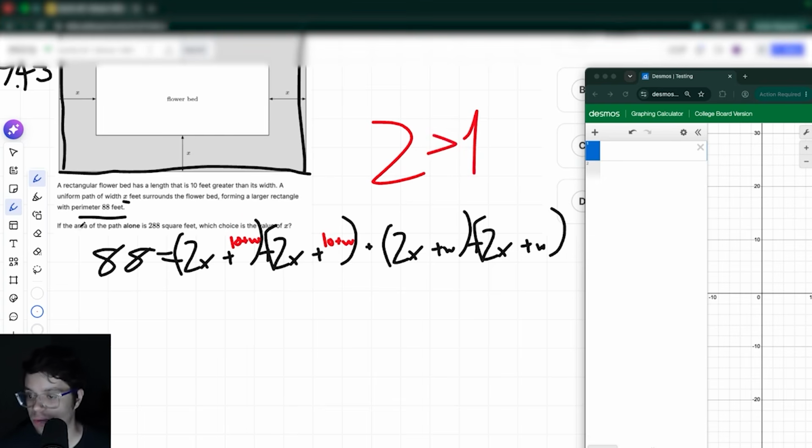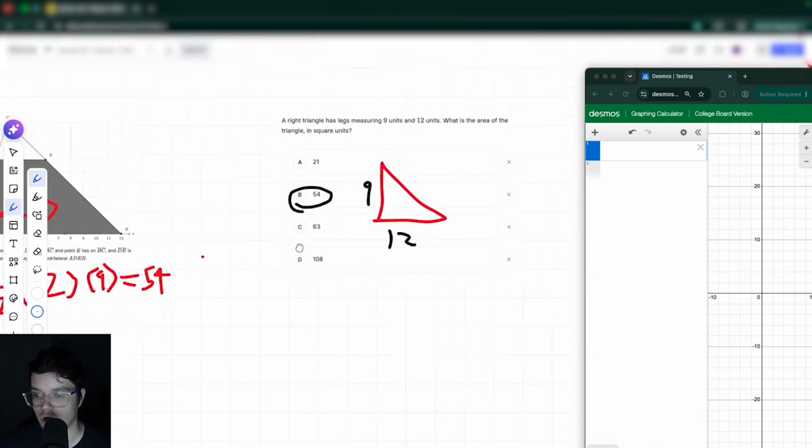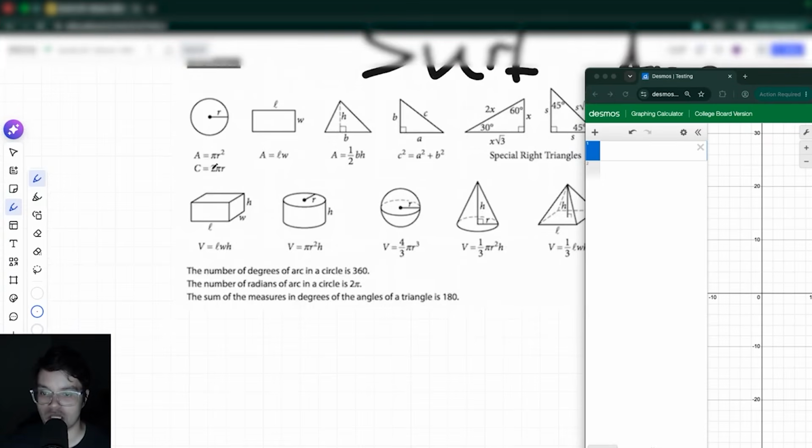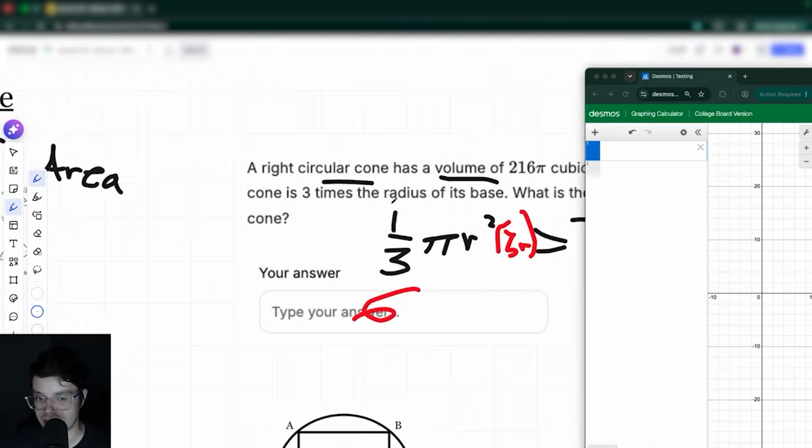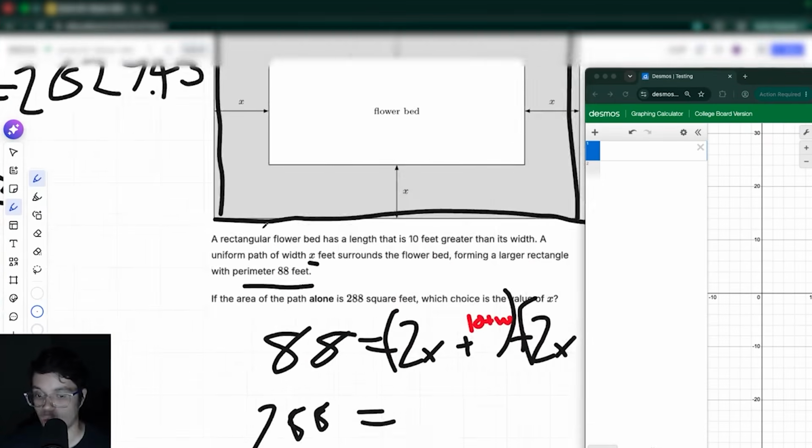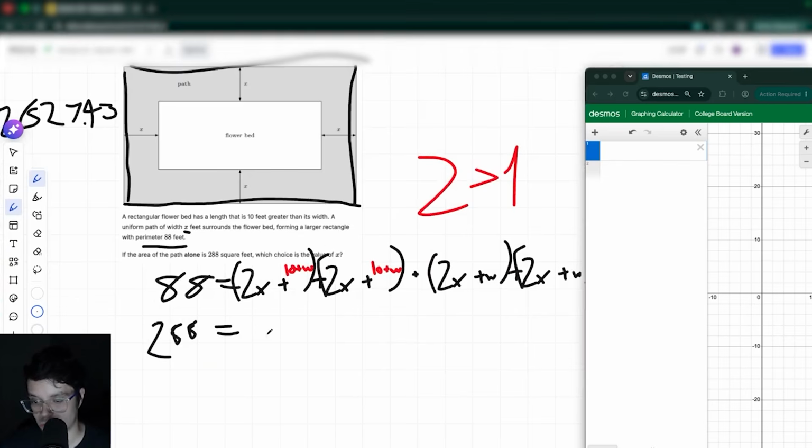And a good one to add would be the area of the path being 288 feet. So I can say here 288 is equal to the area. In case you're not familiar yet, I can go and look over here. For a rectangle, it would be length times width. Pretty simple. It's like the easiest one for that. So I can just take what would be the length of this. Well, as we already said, it would be basically just like one of these pieces because it's 2x plus the whole 10w thing. And then let's just multiply by the width, which would just be exactly this.